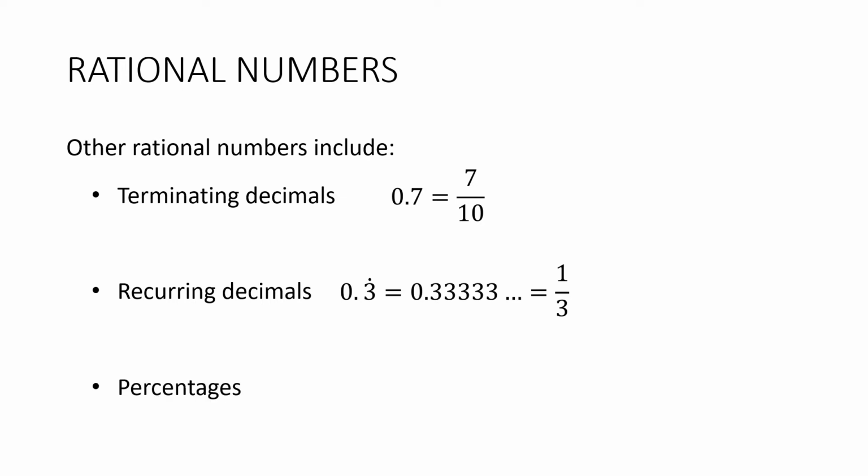And then finally percentages are also rational numbers. How do we write 47% as a fraction? 47 over 100.